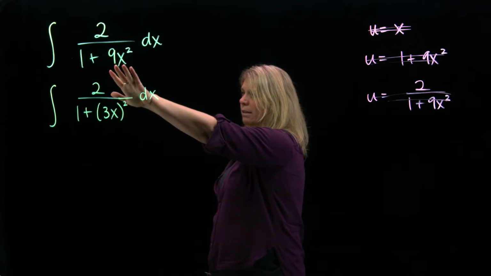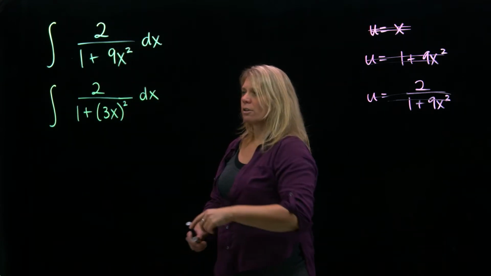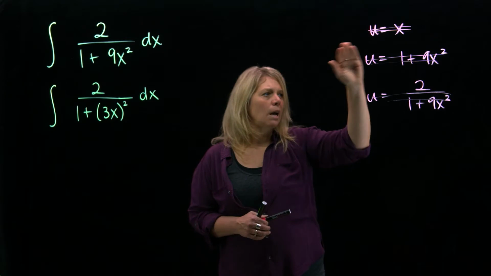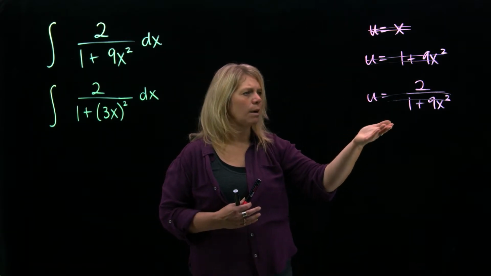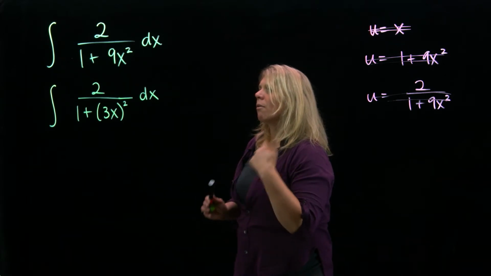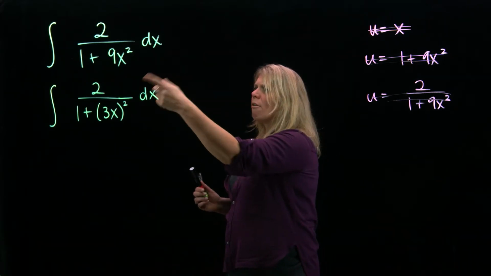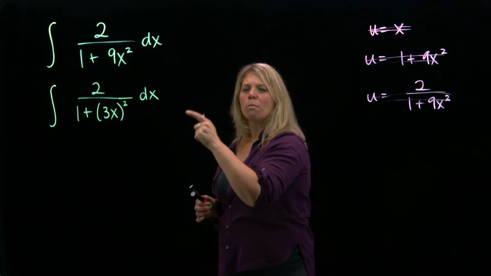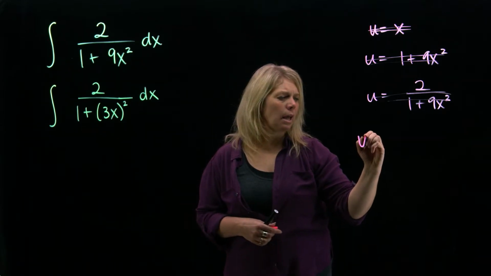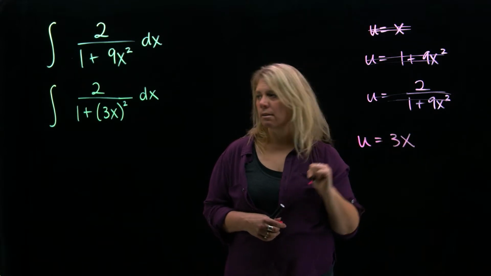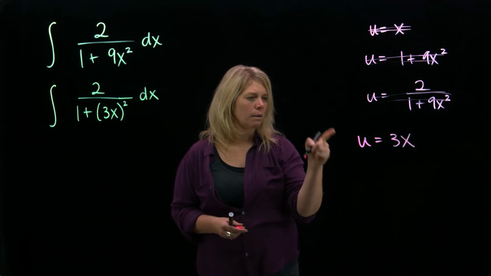There's not an apparent 3x as an inner function in the original integral. But kind of thinking through these other choices for u and realizing none of those are going to give me the right thing for my du, and going back to, do I know this antiderivative? Almost. If I can force this into this form and then let u equal 3x, we're going to be able to make that one work.